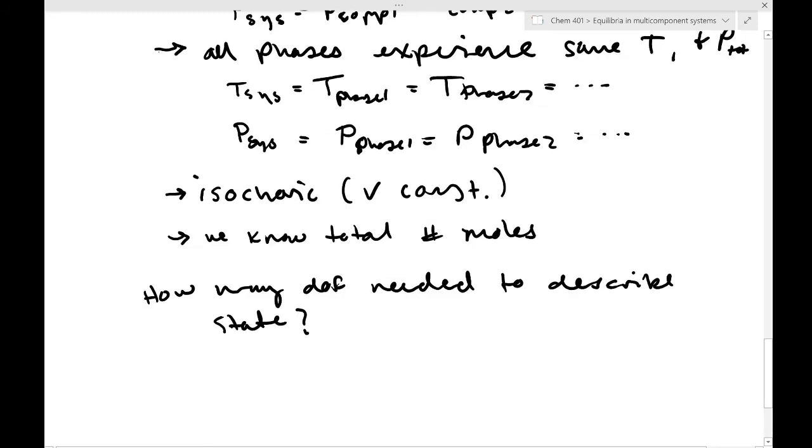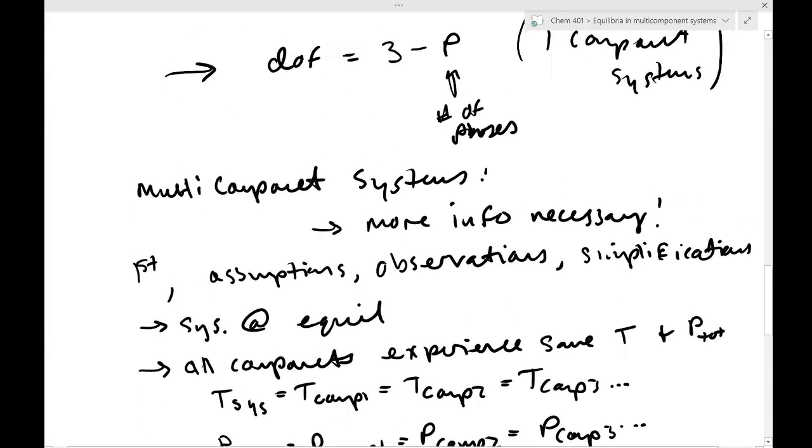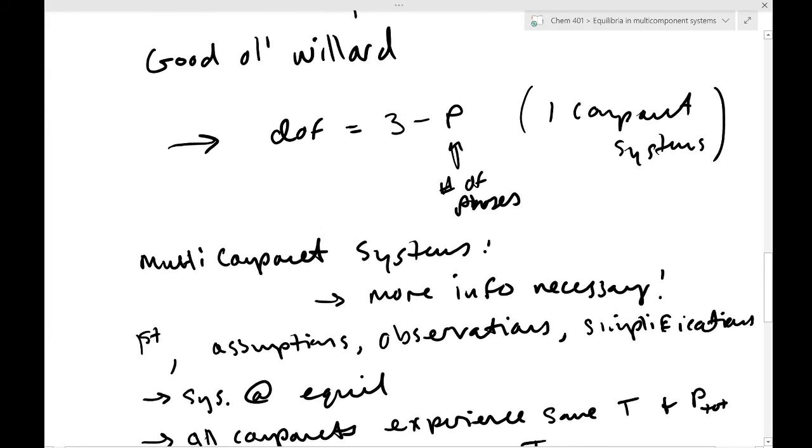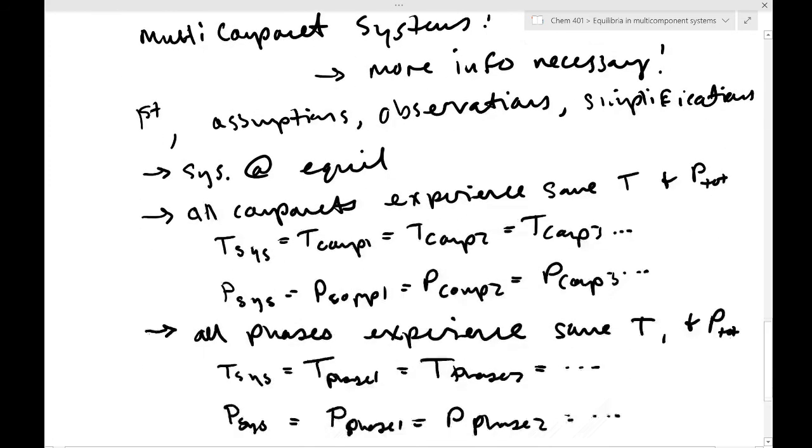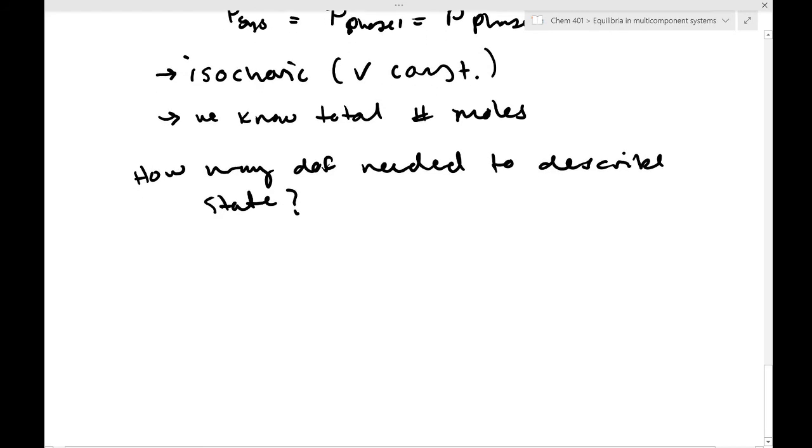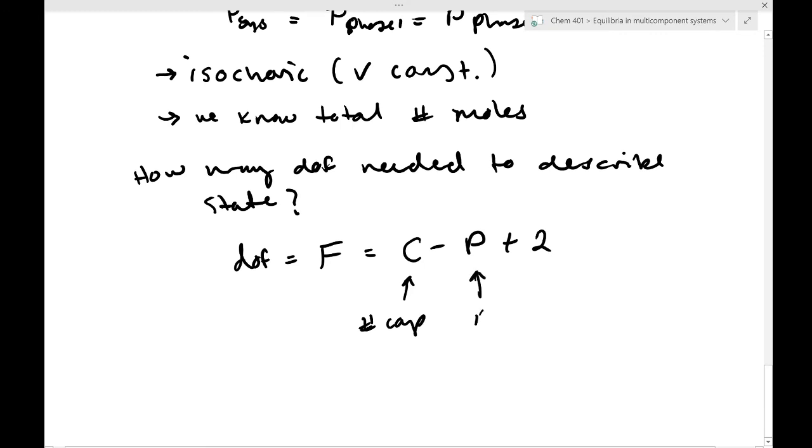Well, if we look at this list of stuff and we really think about it for a long time, we could come up with an answer, but thankfully, good old Willard has already done it for us with the complete phase rule, which looks like this. We have degrees of freedom is equal to F. F is just another way of saying degrees of freedom. F is equal to C minus P plus 2. Okay, so C is the number of components, P is the number of phases, and 2 is 2.